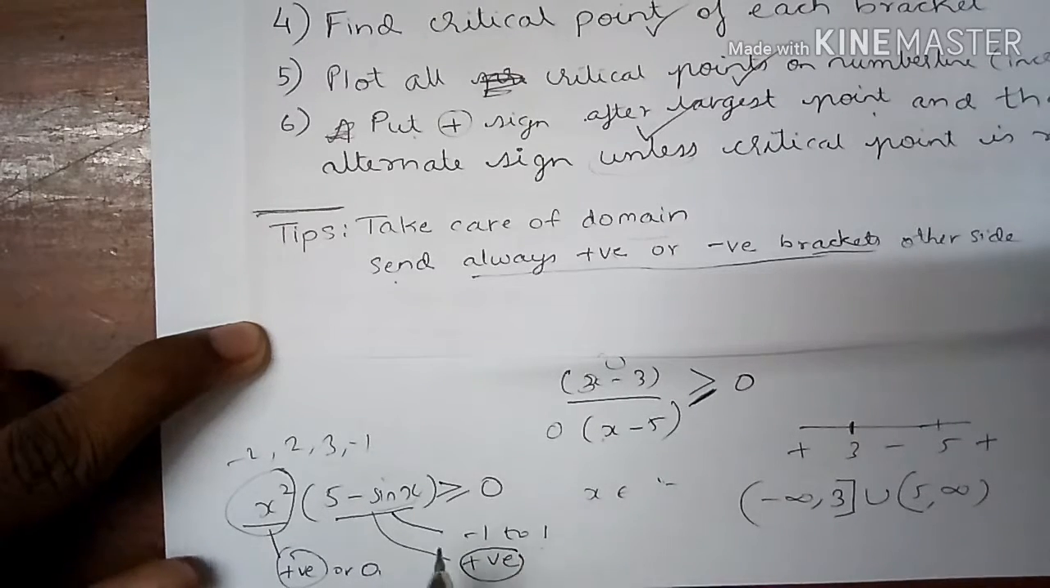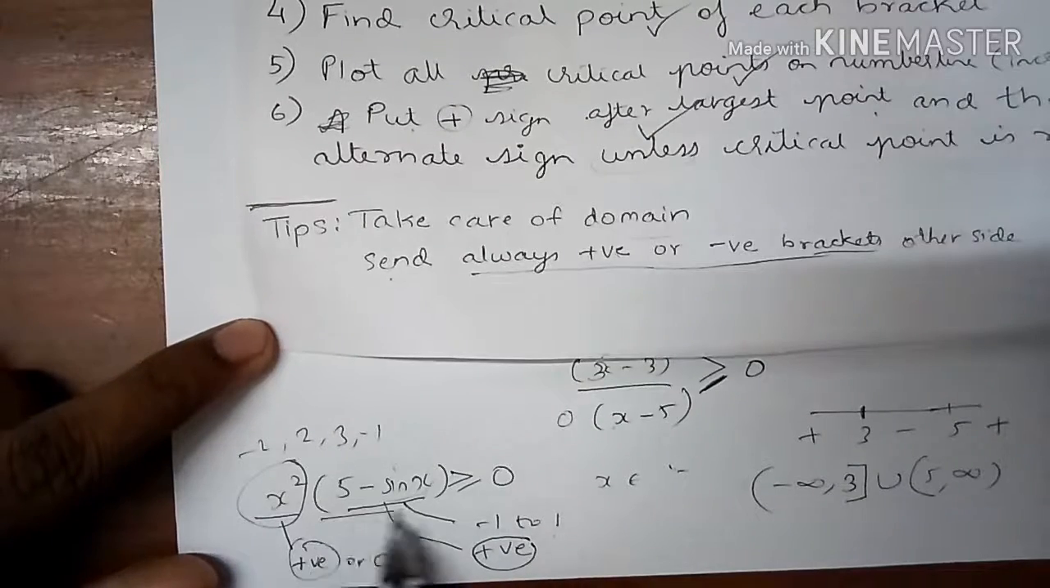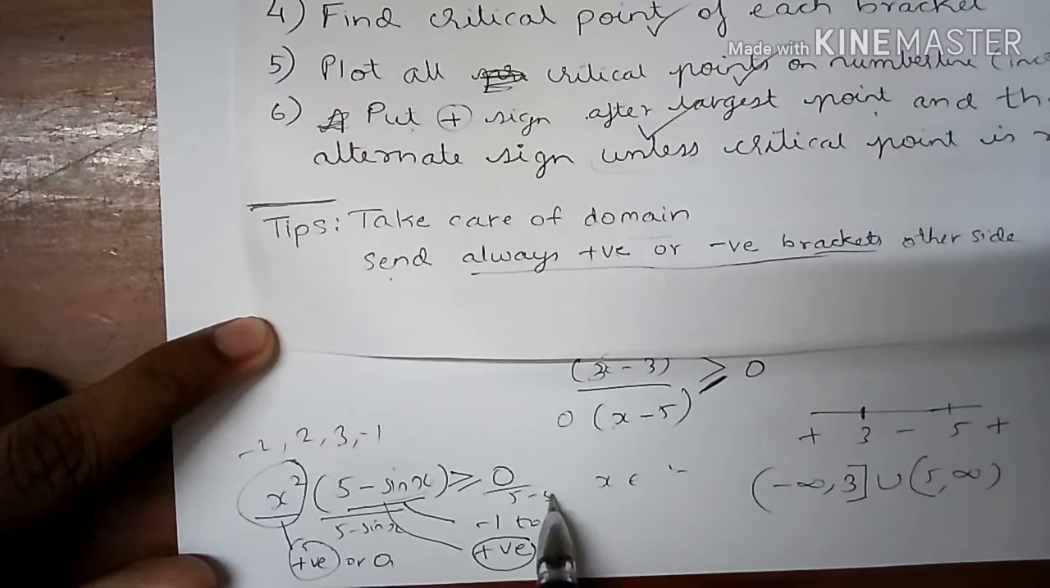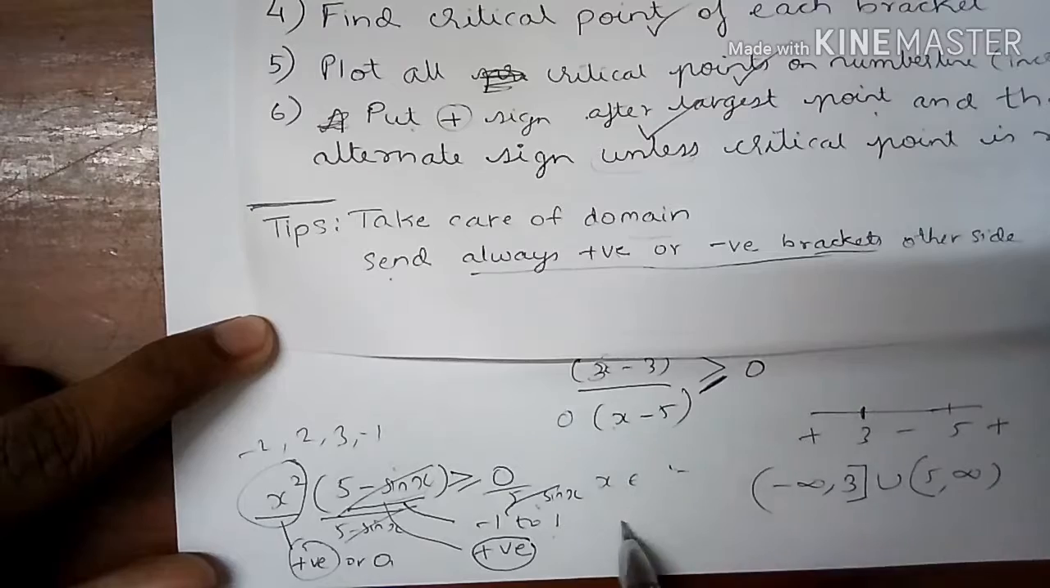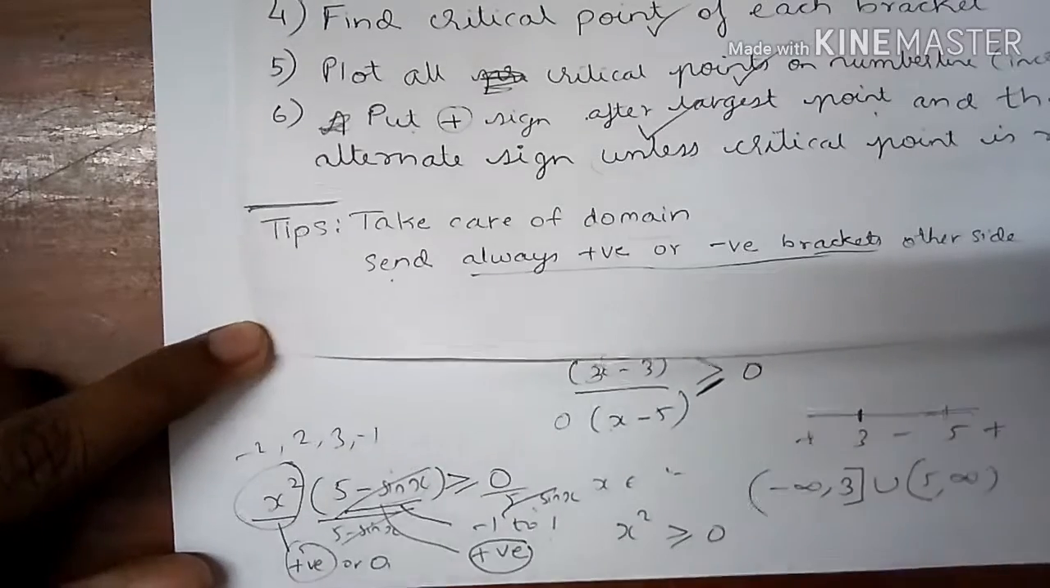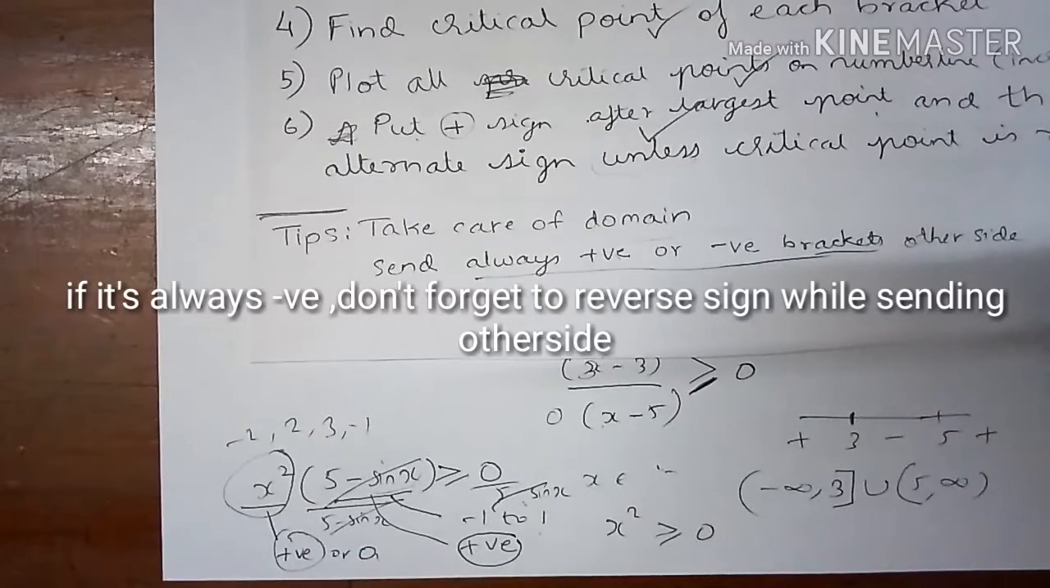And whenever you have an always positive bracket, we could send it to the other side. That is by dividing by 5 minus sin x on both sides. 0 divided by 5 minus sin x is 0. So x square is greater than or equal to 0. So always in such cases you could send it to the other side.